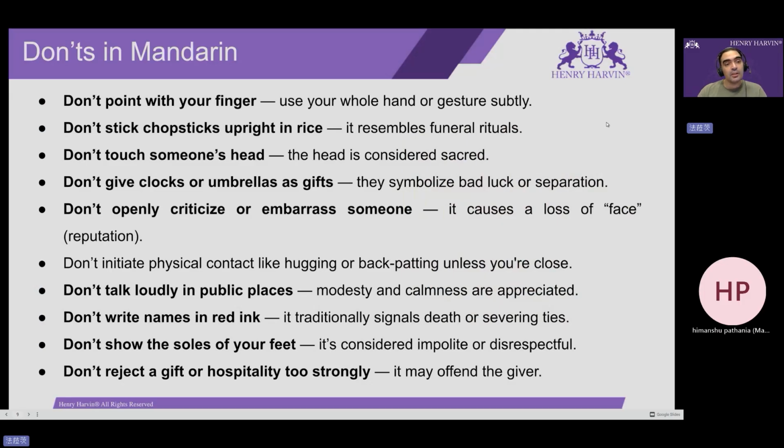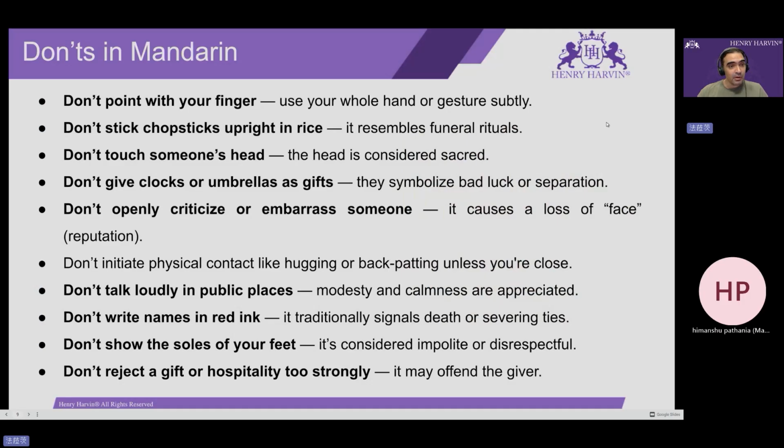And also don't stick chopsticks upright in rice, because it resembles funeral rituals. It is considered a taboo in their culture, and it is not considered very polite, especially when you are eating rice or any dish using chopsticks. Don't put them in an upright position while eating, because as mentioned, it resembles funeral rituals and something related to that, so it is not considered polite.